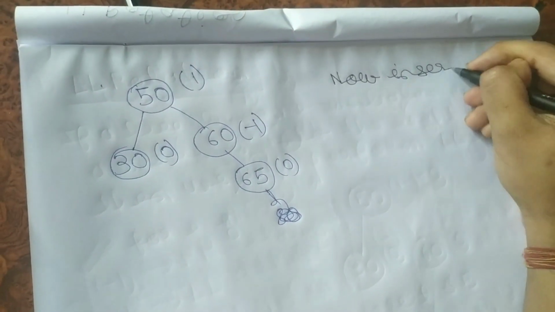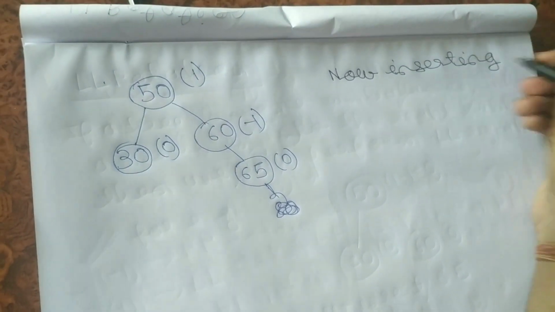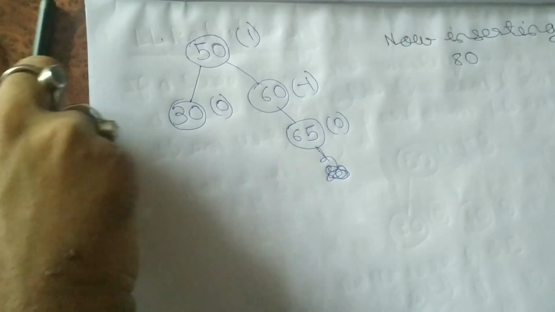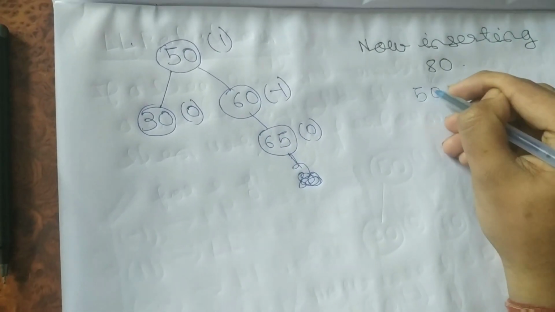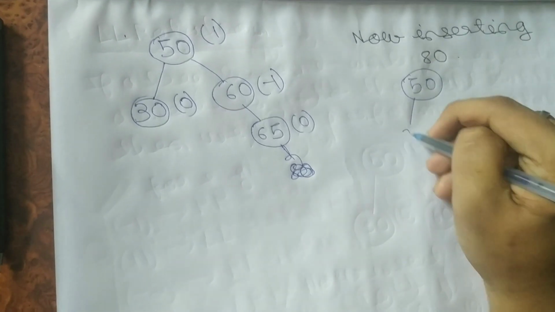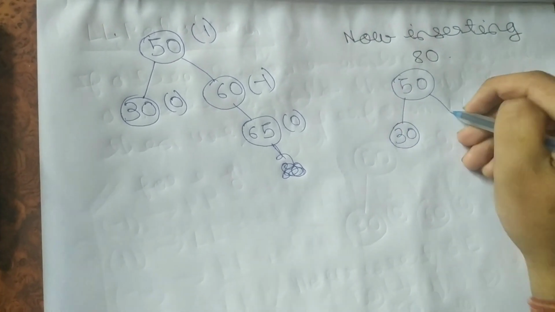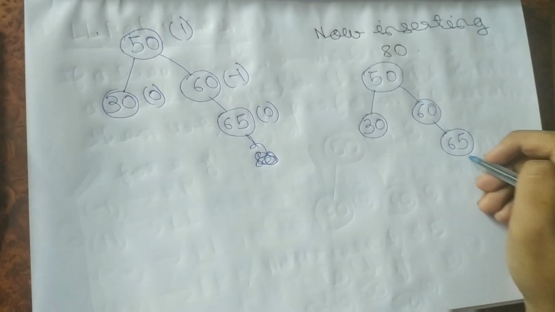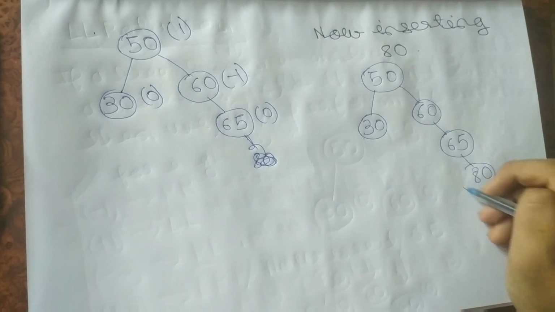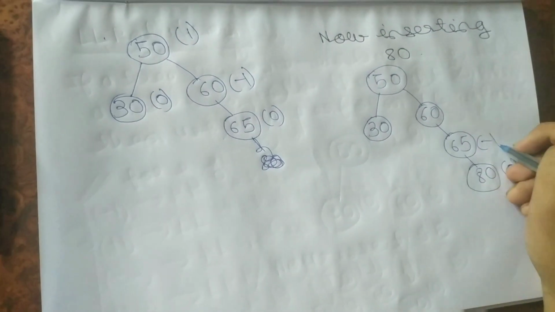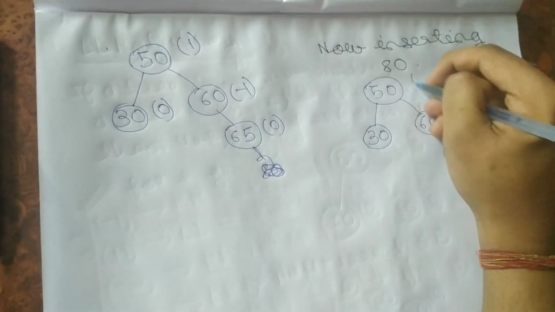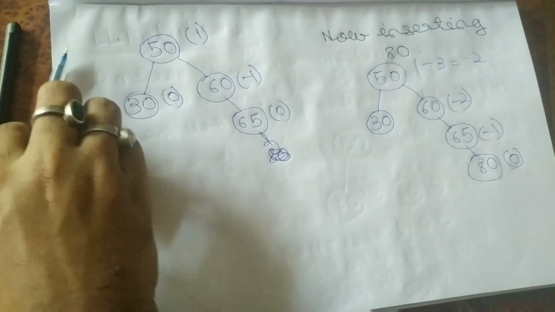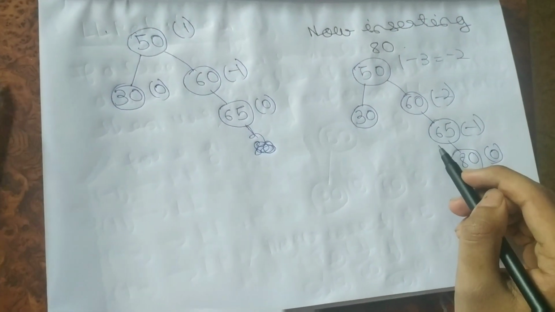Okay, so now inserting 80. So if we insert 80 now, we have 50, 30, 60, 65, and 80. So see, 0, minus 1, minus 2, and this will be 1 minus 3, minus 2. Okay, so this is the situation. So now this is an unbalanced AVL tree.